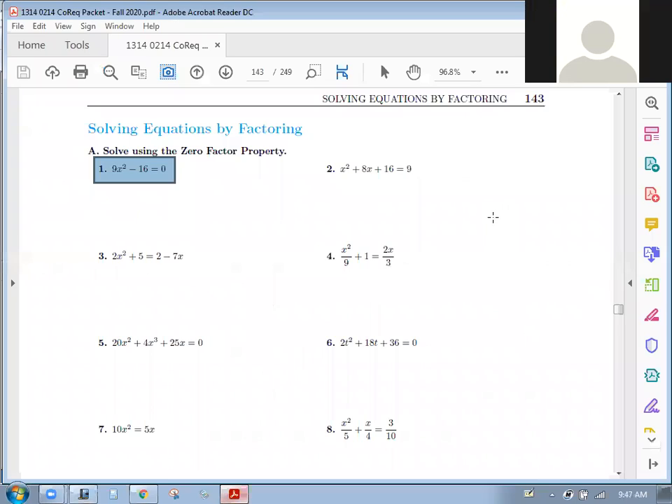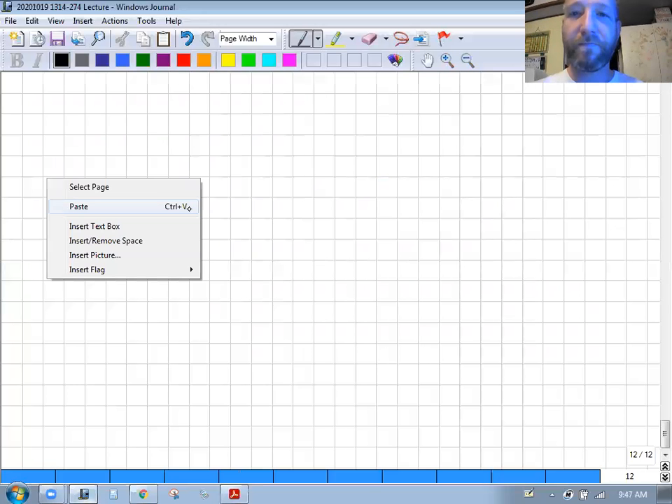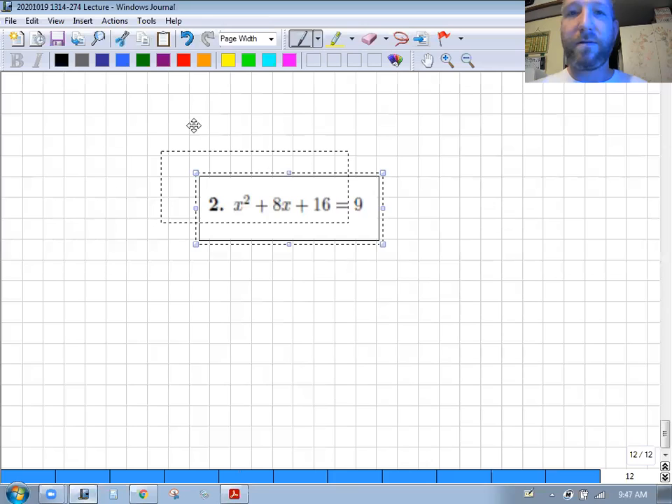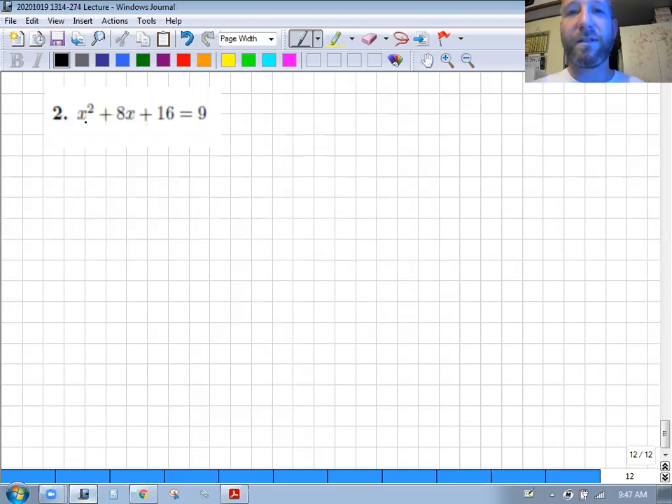All right, let's look at this one. So first thing we want to do is set this thing equal to 0, right? We need it equal to 0 before we factor it. All right, otherwise the zero factor property doesn't work. So if we subtract 9 from both sides, we get this guy, right?